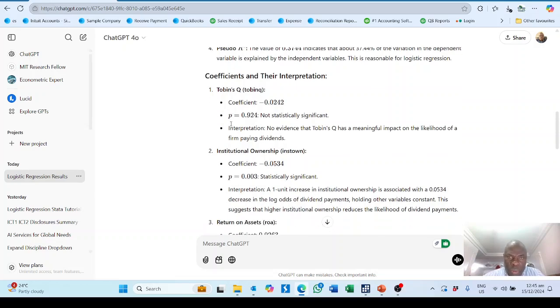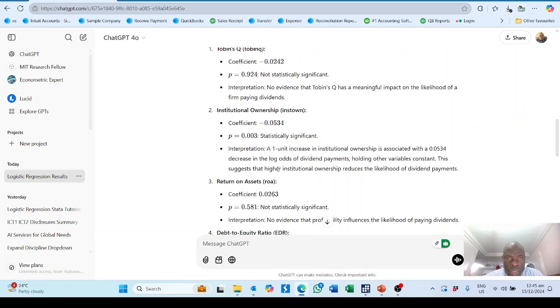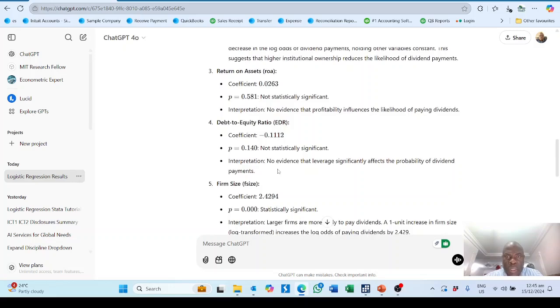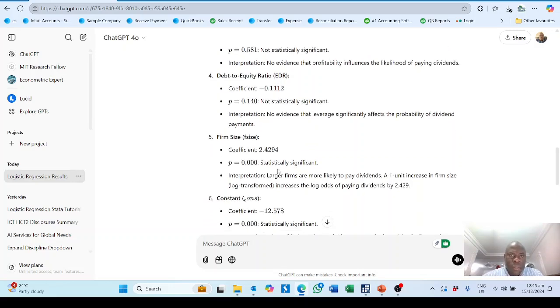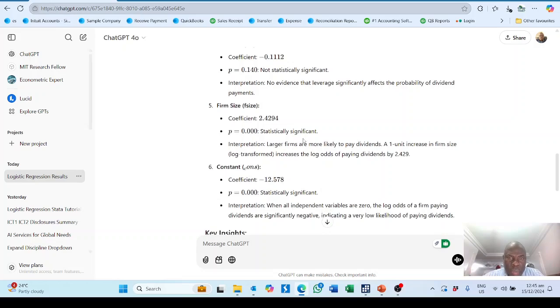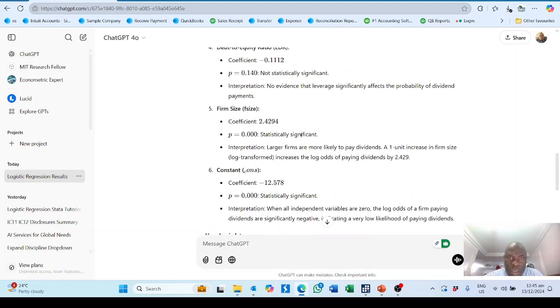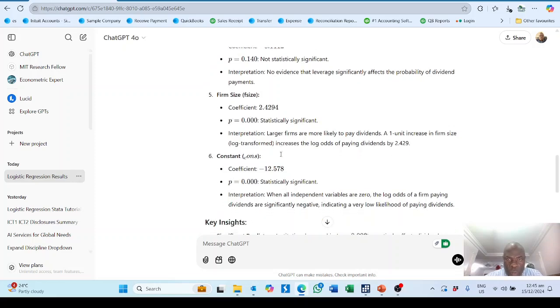Tobin's Q is there, it is not statistically significant. Institutional ownership is statistically significant. ROA is not statistically significant. Debt to equity ratio, fine, you got it right. It is also not statistically significant. Firm size is highly significant. The p-value is 0.000, and the coefficient is 2.4.